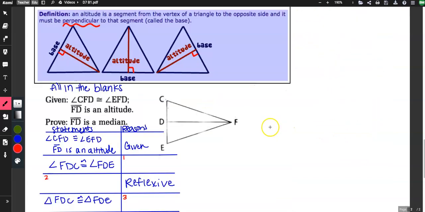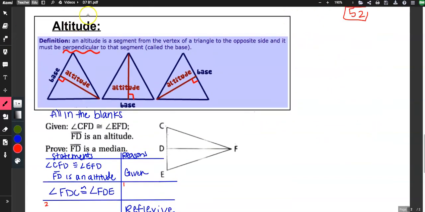All right, so our next vocab word is altitude. So we have medians, now we have an altitude. An altitude is a segment from the vertex again to the opposite side, and it's perpendicular. That's already underlined, super important. Perpendicular to that segment. So wherever it's perpendicular to, we call that the base. So even though it's not on the bottom, we still call it the base. Perpendicular makes these nice right angles here for altitude, all from a vertex point.